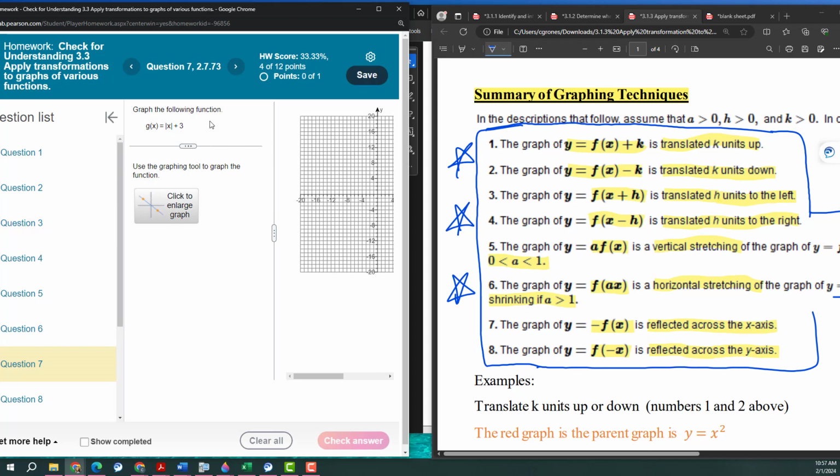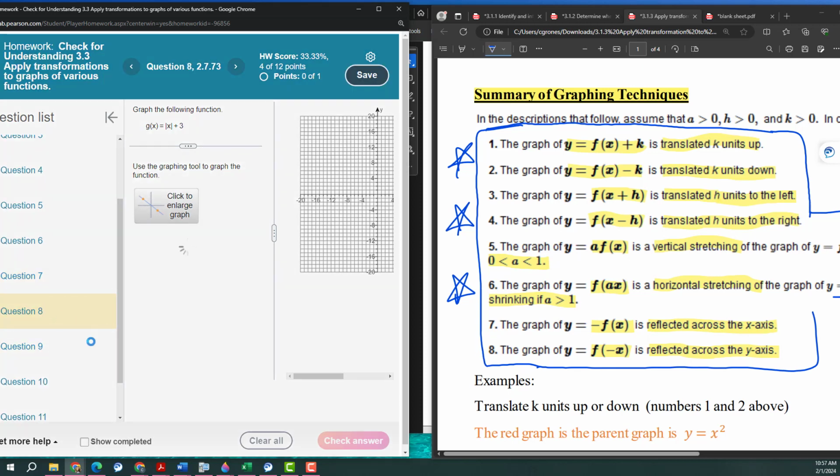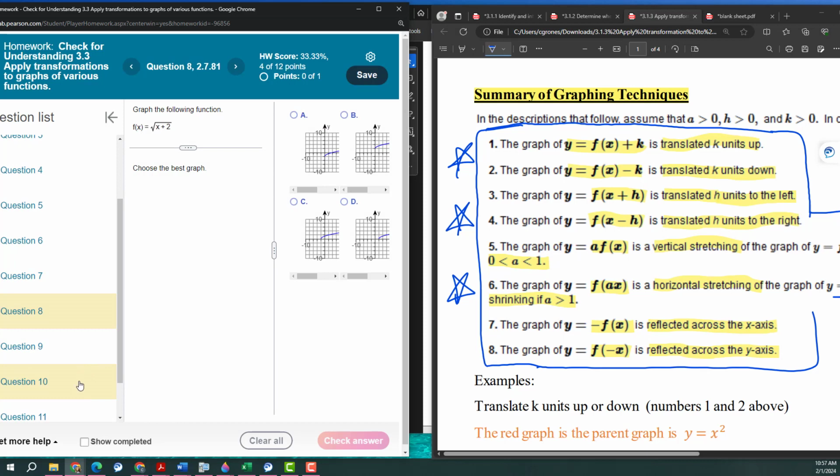All right. This is kind of similar to the one that we looked at. Let's look at number 8. All right, so we have another square root, but this time we have x plus 2 inside of our square root. So we are going to be doing a horizontal translation. Since we have a positive 2, it is going to be going to the left. And so x plus 2, so it's going to be going to the left 2 points.